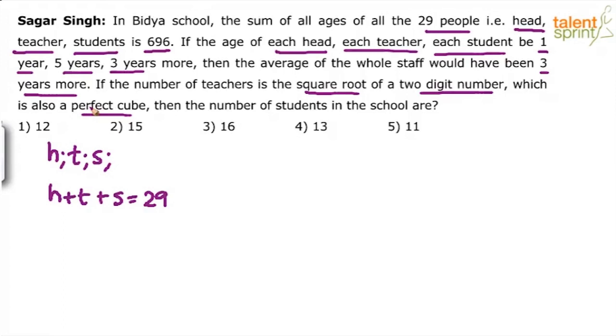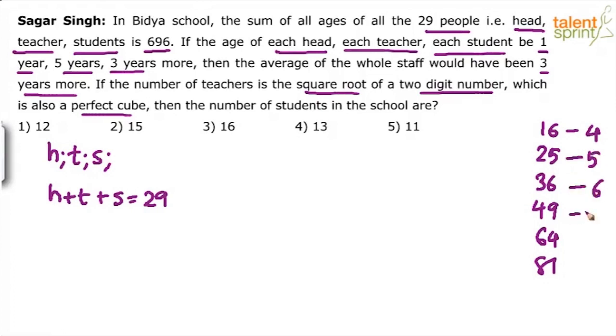Look at the square roots of 2-digit numbers. What are the perfect squares which are 2-digit numbers? Starting from 16. You cannot consider 1, 4, 9, those are single digit numbers. 2-digit squares are 16, 25, 36, 49, 64, 81. Now the square root of 16 is 4, of 25 is 5, then 6, 7, 8 and 9. So the square roots of 2-digit numbers are 4, 5, 6, 7, 8, 9.